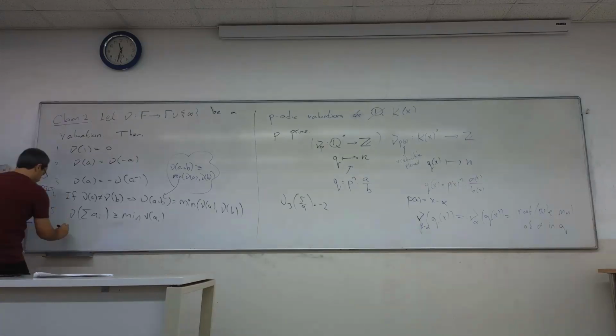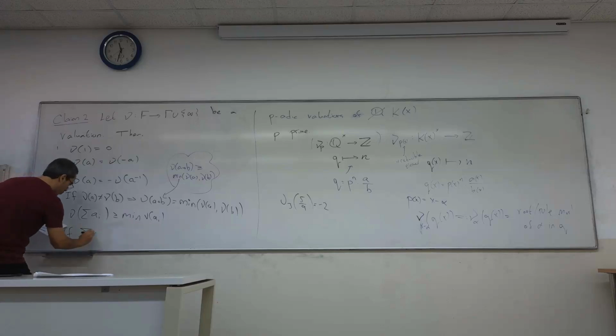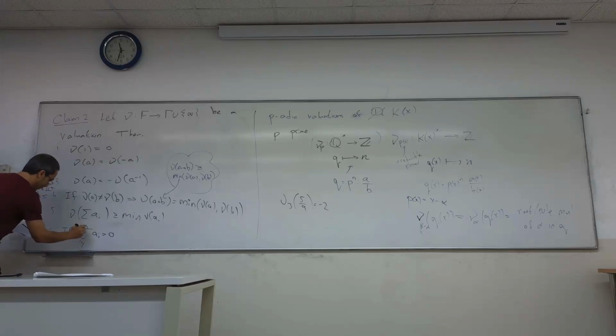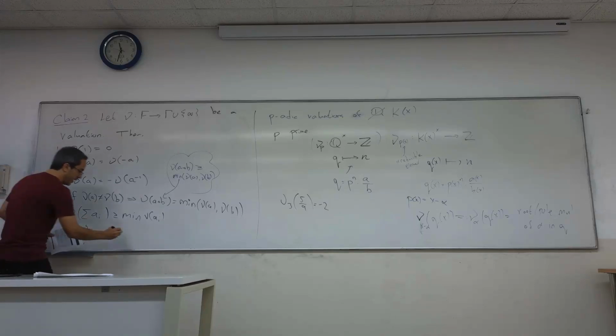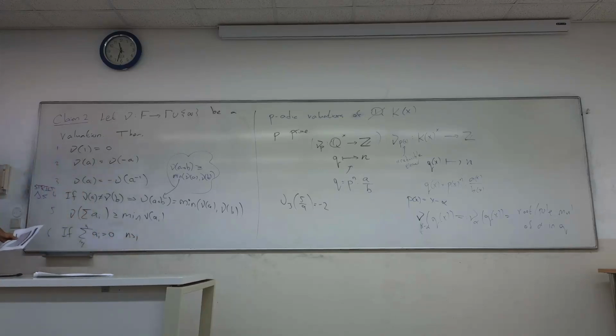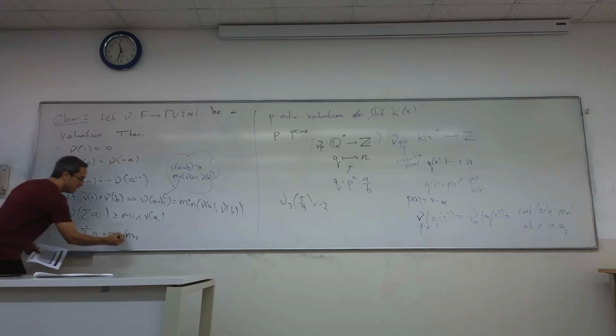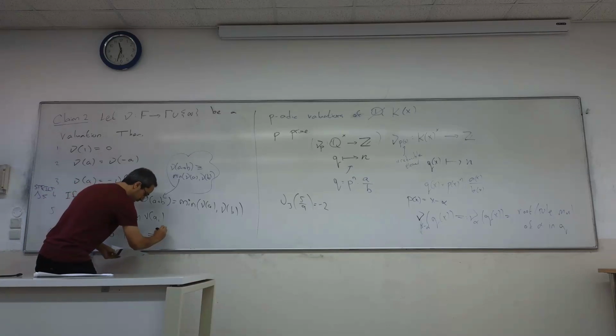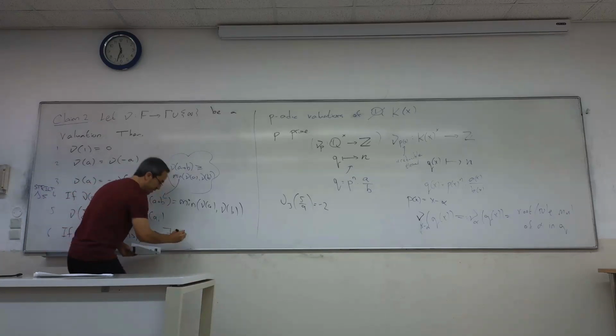And 6 is that, I don't know, it appears like once, but if you have a sum of elements in your field which is 0, and it's not a trivial sum, trivial in the sense of even one element, then I'm claiming that there are at least 2 elements with the same valuation.